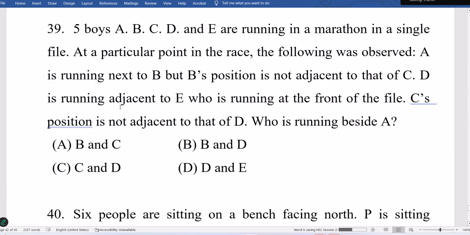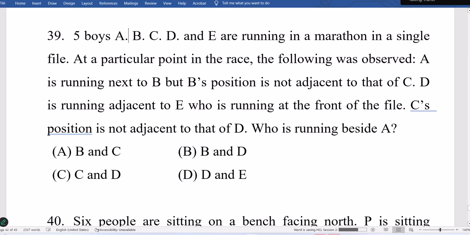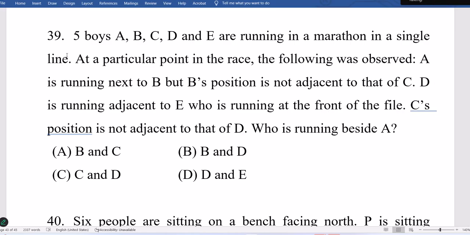Now 5 persons, 5 boys. See this question. A, B, C, D and E are running in a marathon in a single file, single line actually. At a particular point in the race, the following was observed. A is running next to B, but B's position is not adjacent to that of C. D is running adjacent to E. E is running at the front of the line.